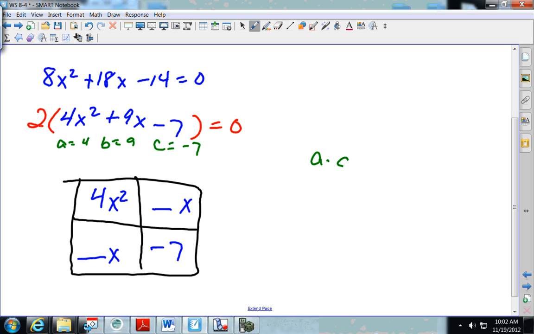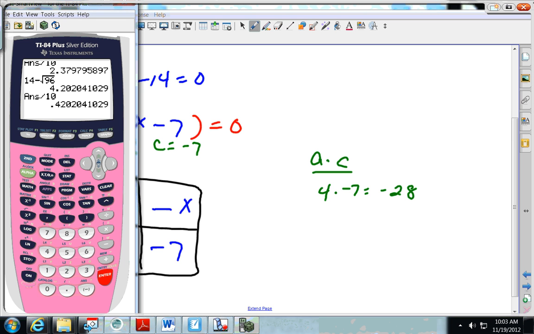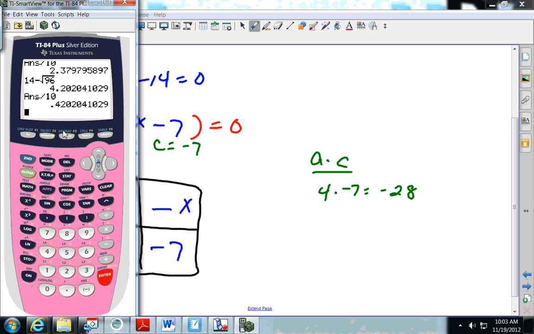So I have A times C. 4 times negative 7 is negative 28. I need the factors of negative 28 that give me 9. Well, you can list them all out, or if I go in the calculator, go to y equals, put in there negative 28 divided by x, second graph.